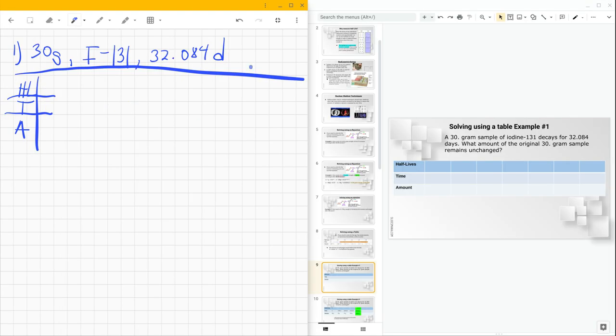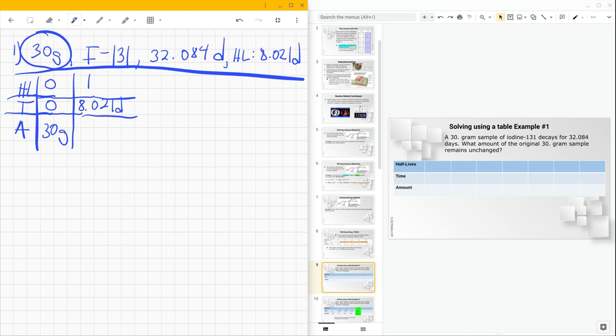All right, so what that means is, ready, follow me here. We always start with 0 half-lives and 0 time, meaning no time passed yet. And in this example, we can use 30 grams as the starting amount because that's what they said we're starting with. All right, now we're going to go ahead to 1 half-life, and we know from reference table N that the half-life is 8.021 days. So after 1 half-life, that means that 8.021 days has passed. That's the amount of time.